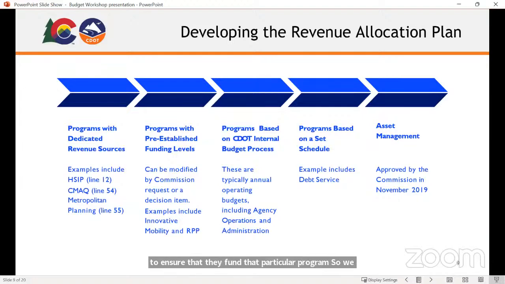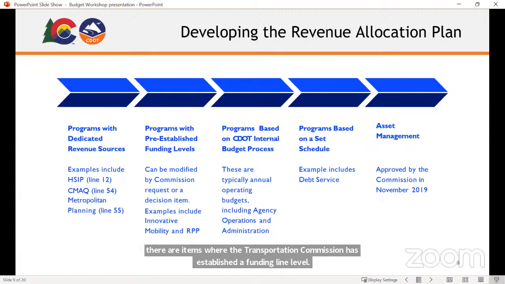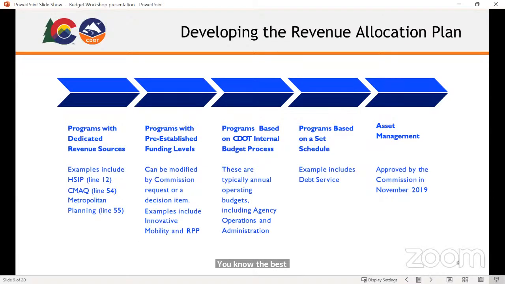And then programs with pre-established funding levels. There are items where the Transportation Commission has established a funding level, the best example being RPP. So we take those funding levels and use those dollar amounts as decided in a resolution. Of course, those can change. You can modify those through subsequent resolutions and we'll make those adjustments.